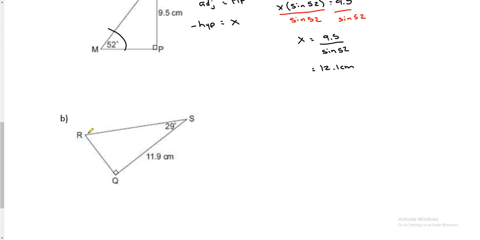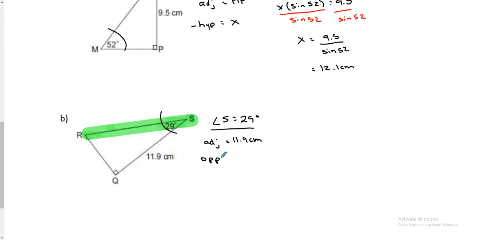You can definitely use your highlighter here. Sometimes it helps. We are going to start from angle S. Angle S is equal to 29 degrees. We are given our adjacent of 11.9 centimeters. Our opposite is equal to RQ. And our hypotenuse is the one that we are looking for, so we're going to call that X, and you can even scribble this out because it's not even important.